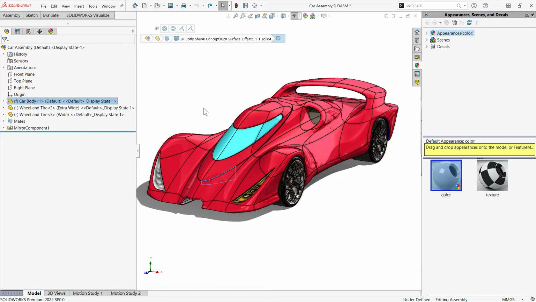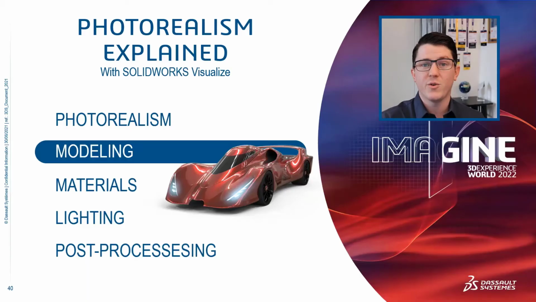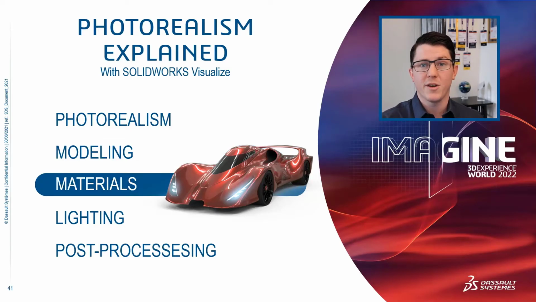Now that we've fully detailed the model that came from Xshape, thanks to Jason, we are now ready to move over to applying materials. This is going to happen in Visualize. We need to take the car, get it over to Visualize, and start adding our materials.